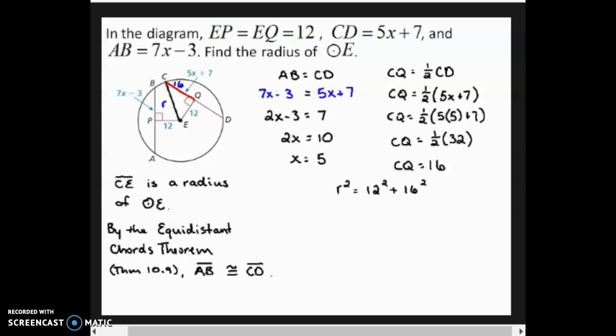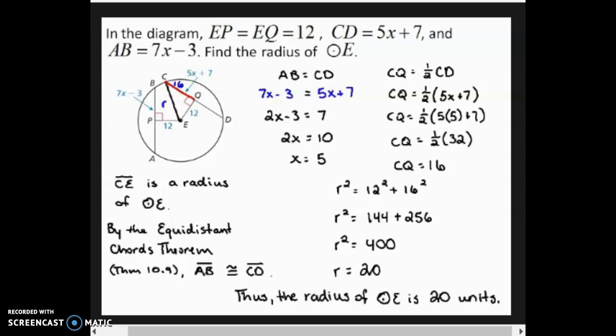So r squared equals 12 squared plus 16 squared. Simplifying gives r squared equals 144 plus 256. Adding 144 and 256 gives r squared equals 400. Then take the positive square root of each side to get r equals 20. Thus the radius of circle E is 20 units.